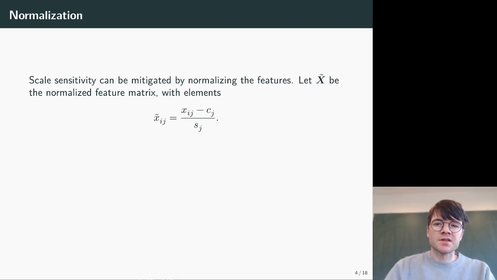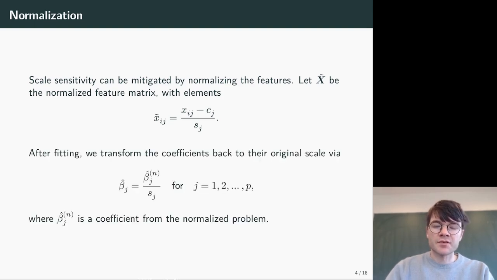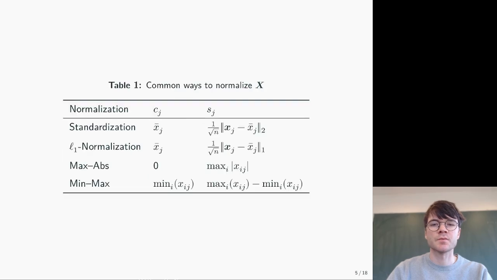The way to fix this kind of scale sensitivity is by normalizing the features. We're going to let x tilde be our normalized feature matrix, where we have subtracted a centering factor c and divided by a scaling factor s. These two are vectors of the same number of elements as there are features in your problem. Then after fitting, you transform the coefficients back to the original scale via this transformation, where you divide the unscaled coefficients by the scaling factor. And if you were doing standardization, for instance, then s_j would be the standard deviation of each of these features.